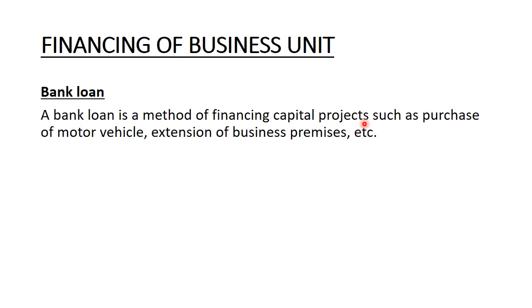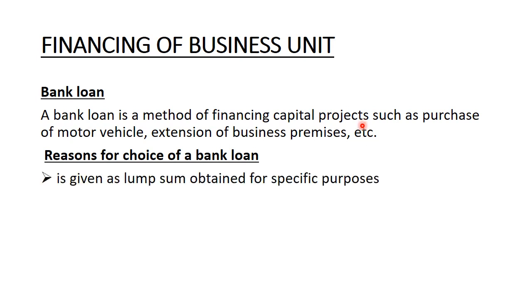So what are some of the reasons why one would choose a bank loan over maybe a bank overdraft and other financing methods? The first is it is given as a lump sum obtained for specific purposes. So you'll be given a huge figure. For example, you want 10 vehicles, you'll be given a huge figure for you to buy those 10 vehicles.